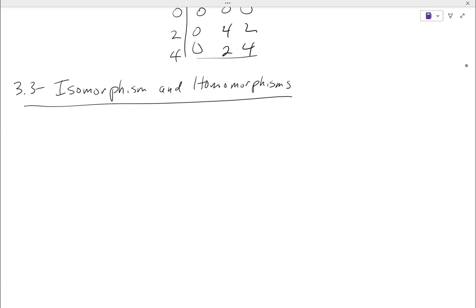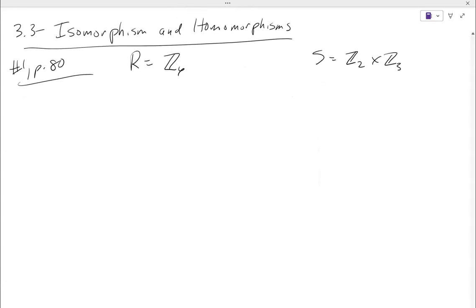All right, so this is actually, I think, one of the ones in the book. Yes, this is the first problem on page 80. Let's consider R to be the ring Z6 and S to be the ring Z2 cross Z3. So let's see if we can create our addition and multiplication tables for each of these rings.